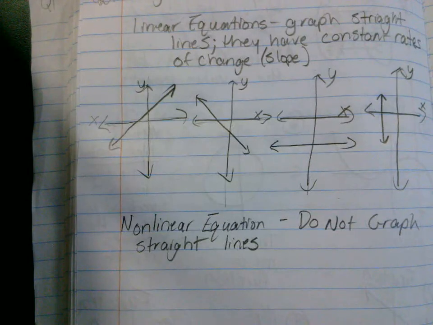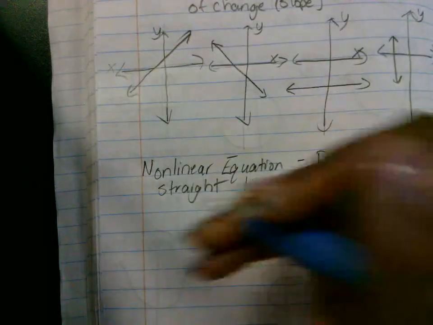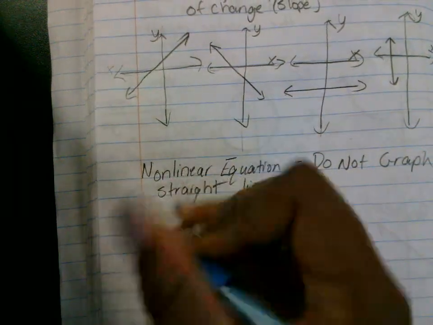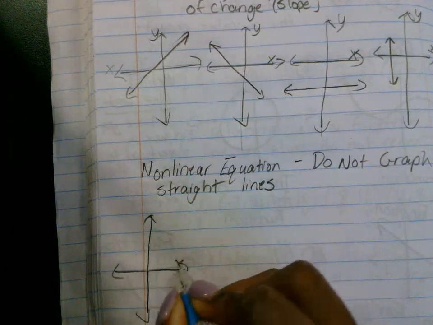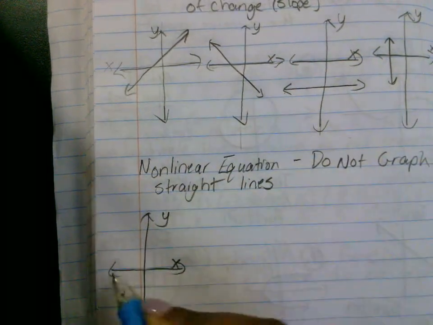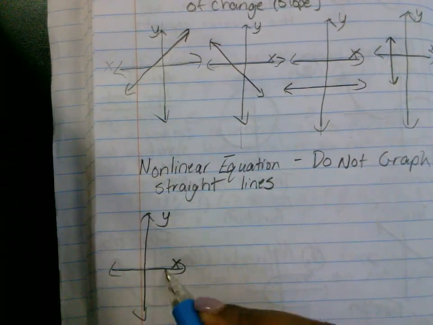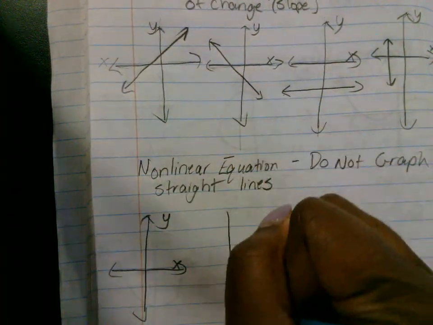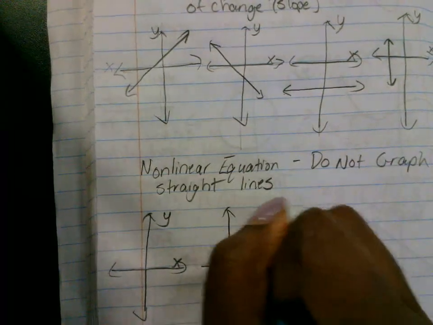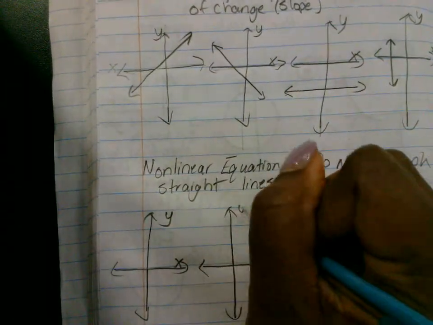Let's do a couple examples. Again, we'll do 4. Draw 4 little coordinate planes, x-axis, y-axis. The x-axis is the horizontal number line. Your y-axis is your vertical number line. X-axis and y-axis. X left to right, y up and down.